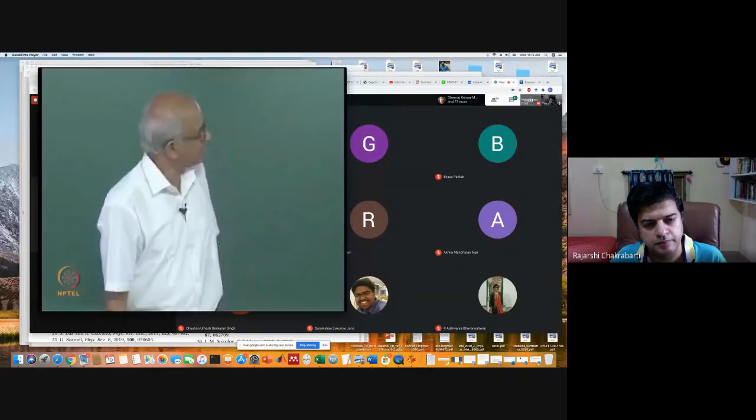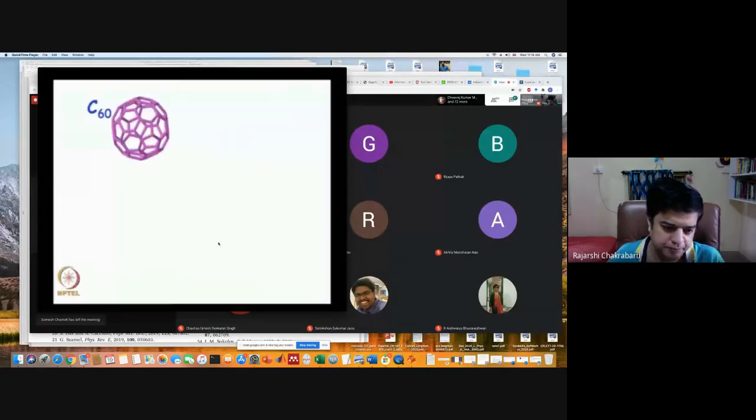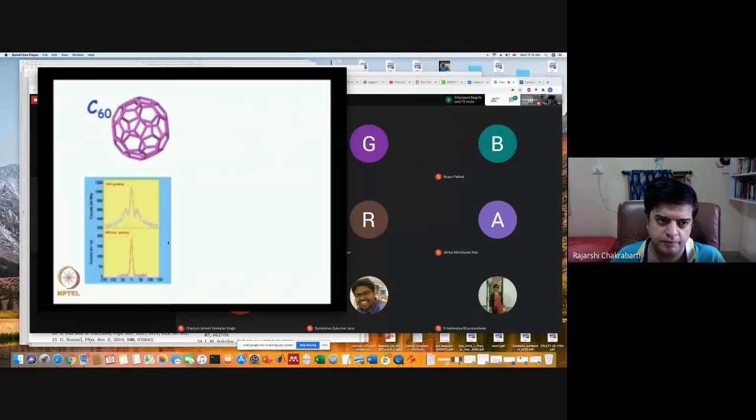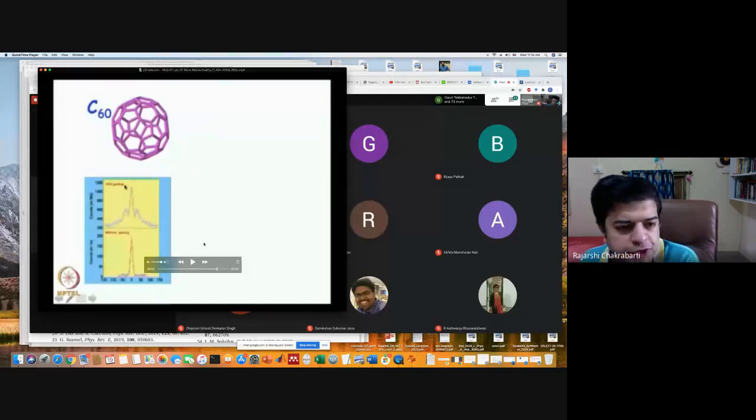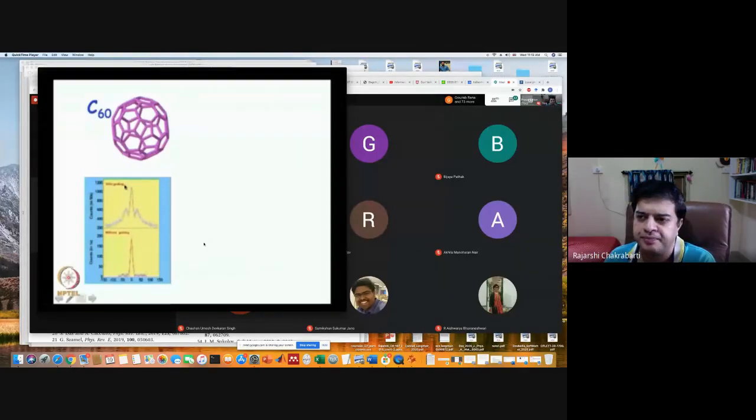So this is a C60 molecule, a nice football-shaped object, and I want to show you experimental data taken from the group of Anton Zeilinger. His name you will see in a second. So you can see the interference pattern that he found. This group is from Vienna, Austria, an experimental physics group.